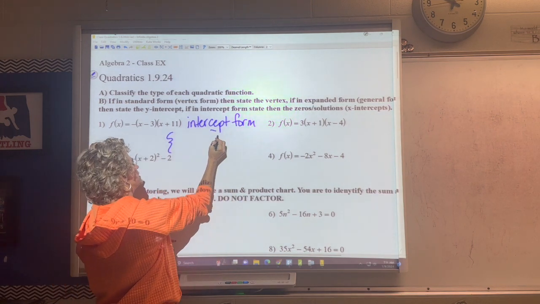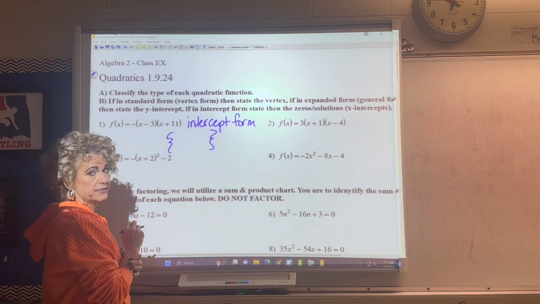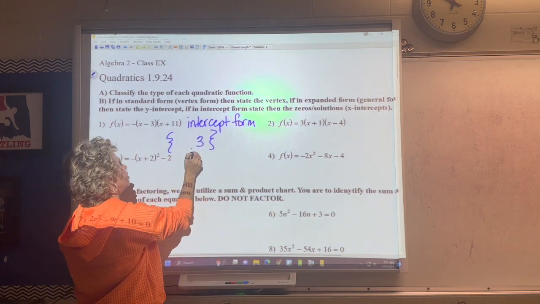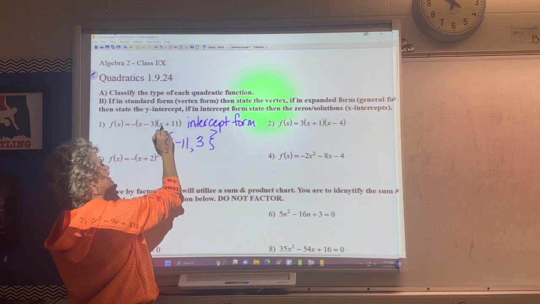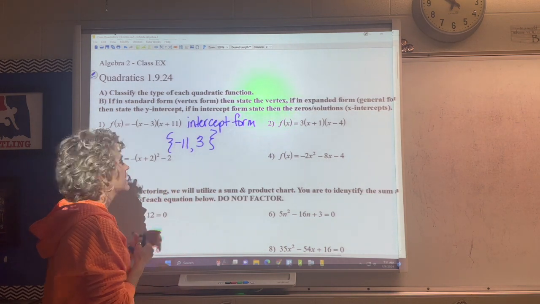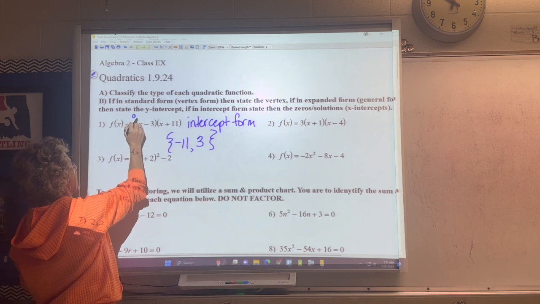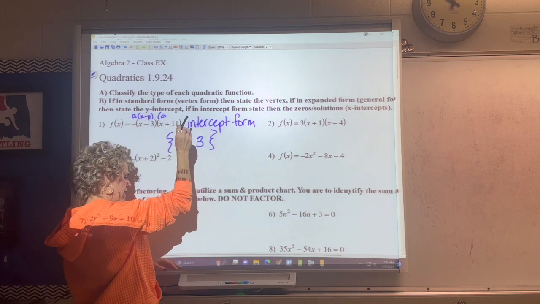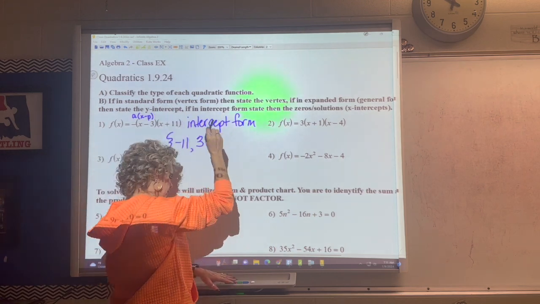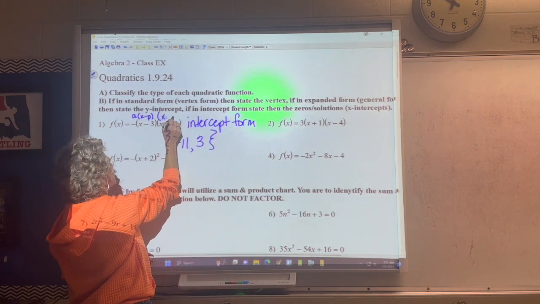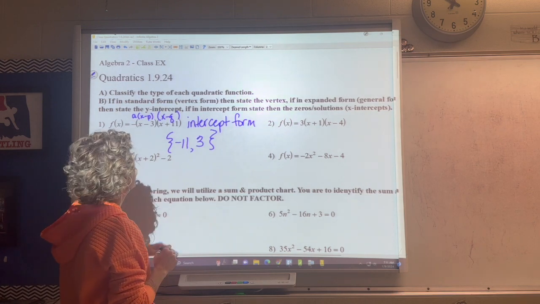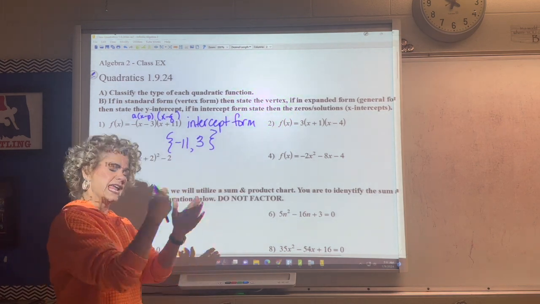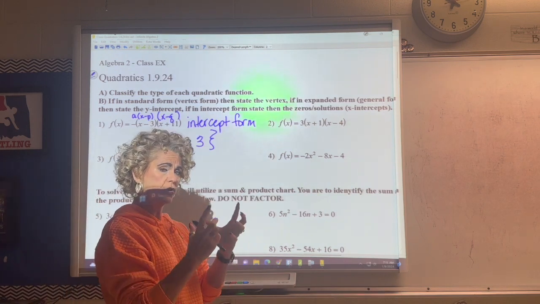Here's my little braces. Least to greatest, P and Q. P is going to be 3. Q is going to be a negative 1 because it's opposite of what it appears. If we remember, it's A times x minus P times x minus Q. Okay, that is our intercept form. And like I said, it didn't ask me for my x-intercepts. If it asked for x-intercepts, I would put it in coordinate form.